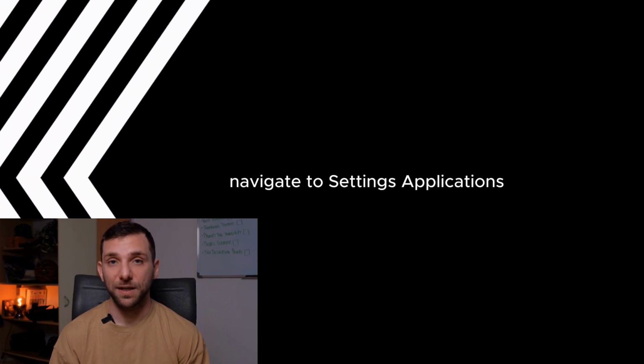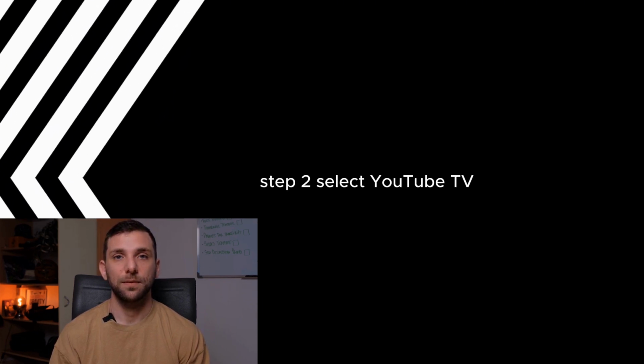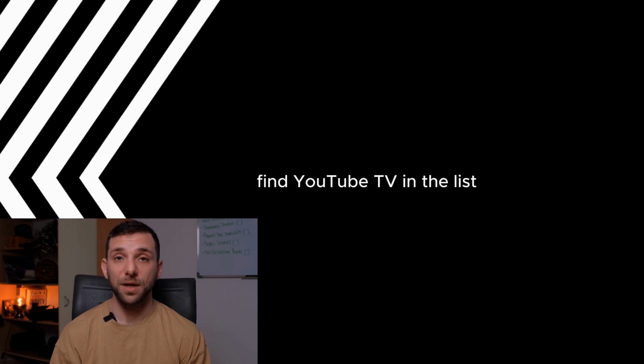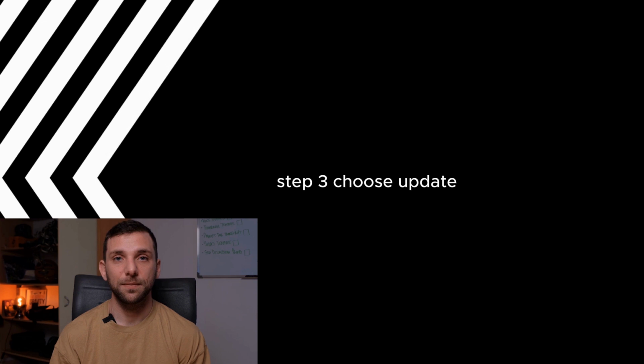Fire Stick. Step 1. Go to settings. Navigate to settings, applications, manage installed applications. Step 2. Select YouTube TV. Find YouTube TV in the list. Step 3. Choose update. If an update is available, select update.